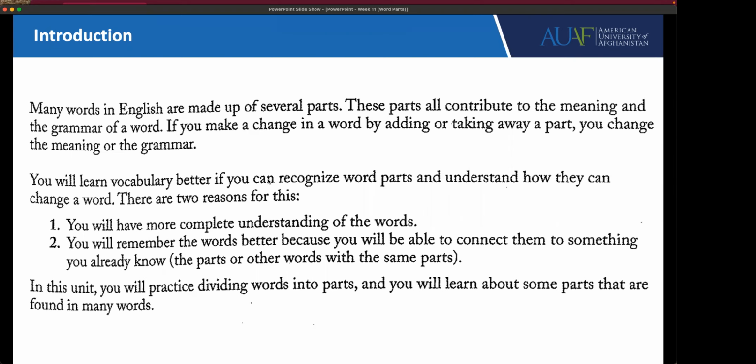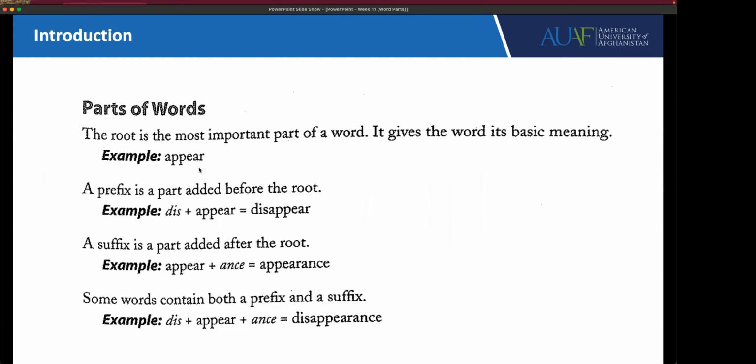So let's see. So I think, did Humaira, did you raise your hand at the same time as Safa? Maybe you want to read this part? Yeah, for sure. Part of words.